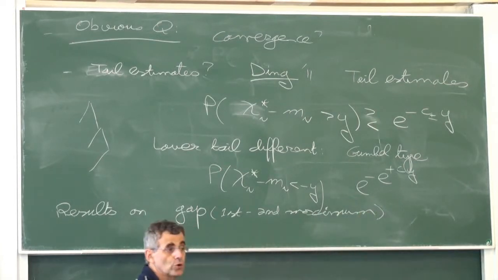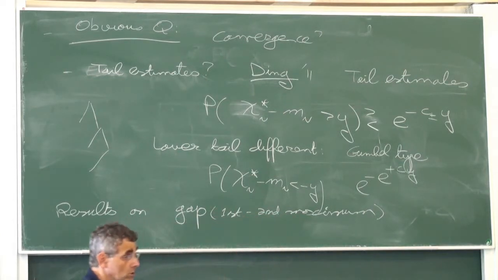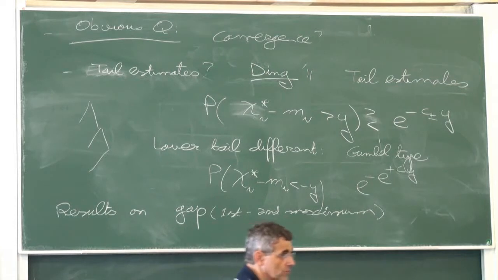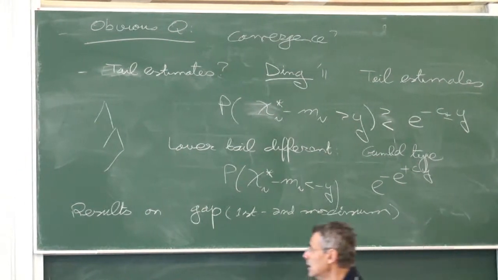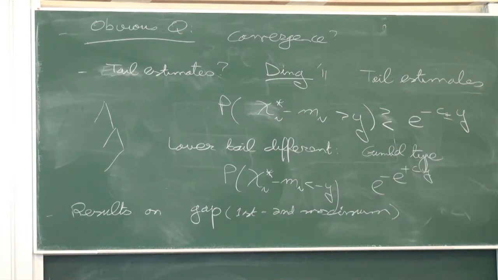So it's not too small and it cannot be too large. Sorry? Order of 1, of course. Yes, yes, it's order 1. But there are tail estimates to say how big it is and how small it is, but it's of order 1. Okay, so maybe that's all I want to say about that.